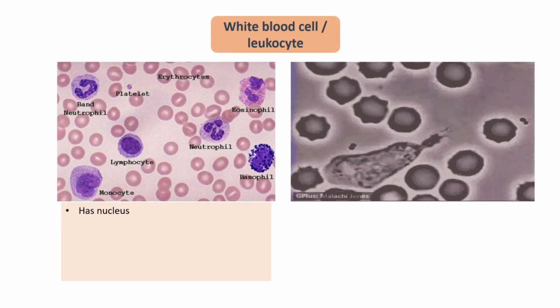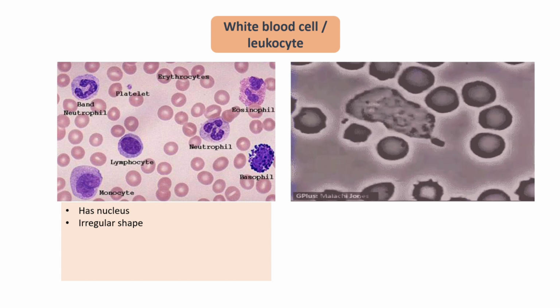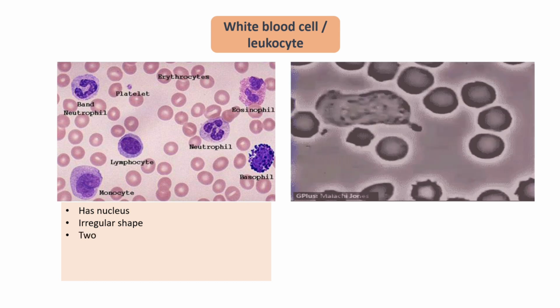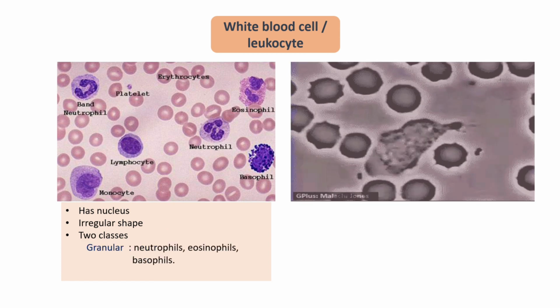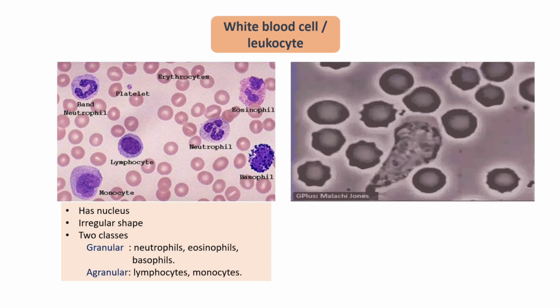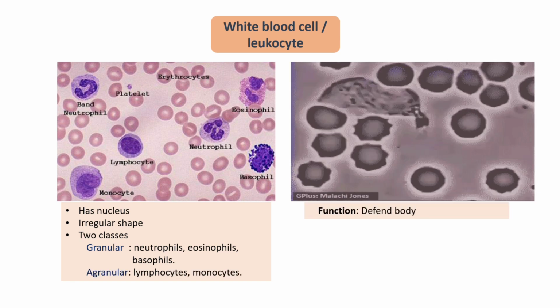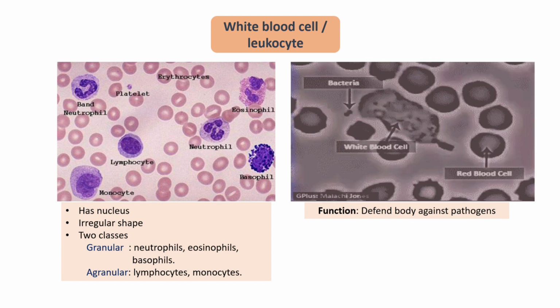Unlike red blood cells, white blood cells have a nucleus, and the shape is irregular. White blood cells do not carry hemoglobin pigment, therefore, they are not red in color. There are 2 classes of white blood cells: the granular, which are neutrophils, eosinophils, and basophils, and the agranular, which are lymphocytes and monocytes. The function of white blood cells is to defend our body against pathogens.